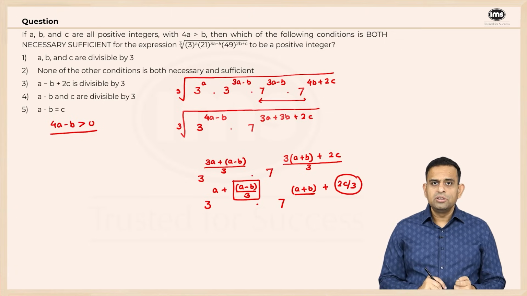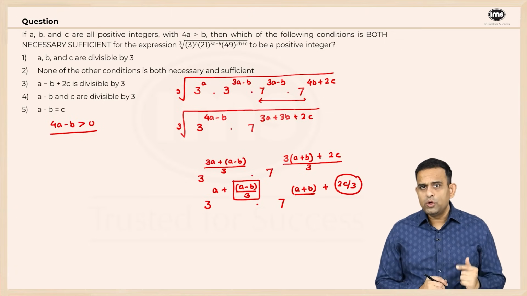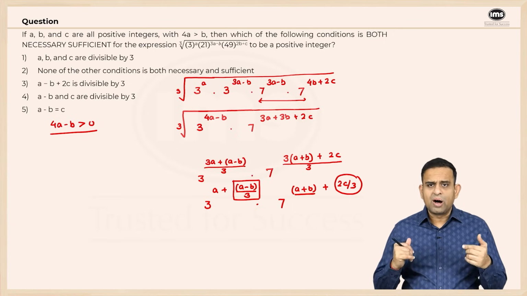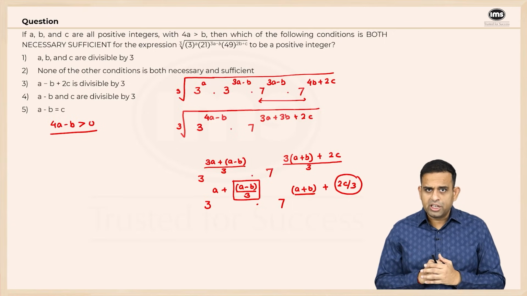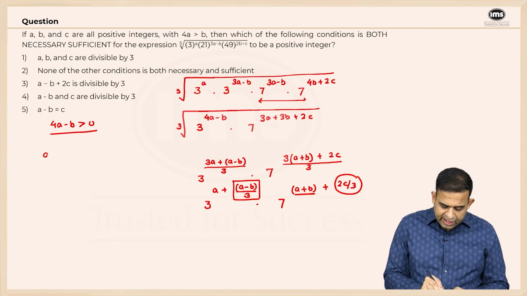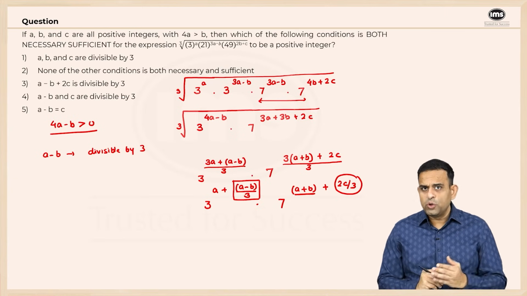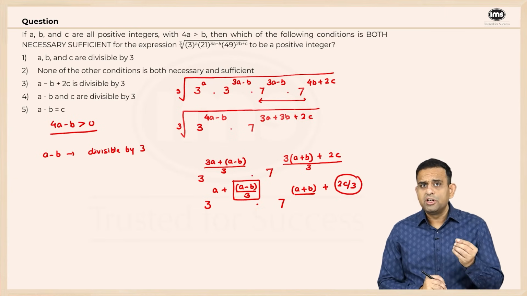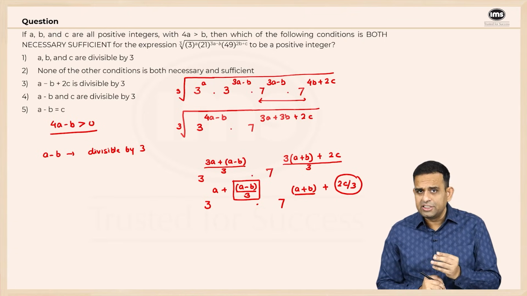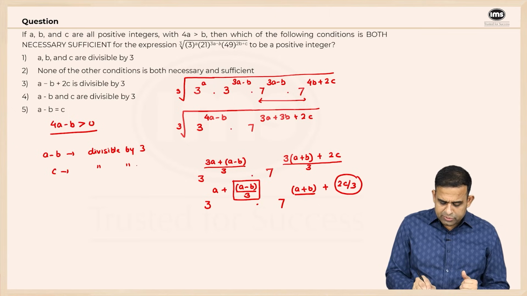So what is the conclusion? For the expression to be a positive integer, the power of 3 needs to be a positive integer. The power of 7 also needs to be a positive integer. For the power of 3 to be a positive integer, one can say a minus b needs to be divisible by 3, and for the power of 7 to be a positive integer, one can say the term 2c by 3 needs to be an integer, and that basically means the term c needs to be divisible by 3.